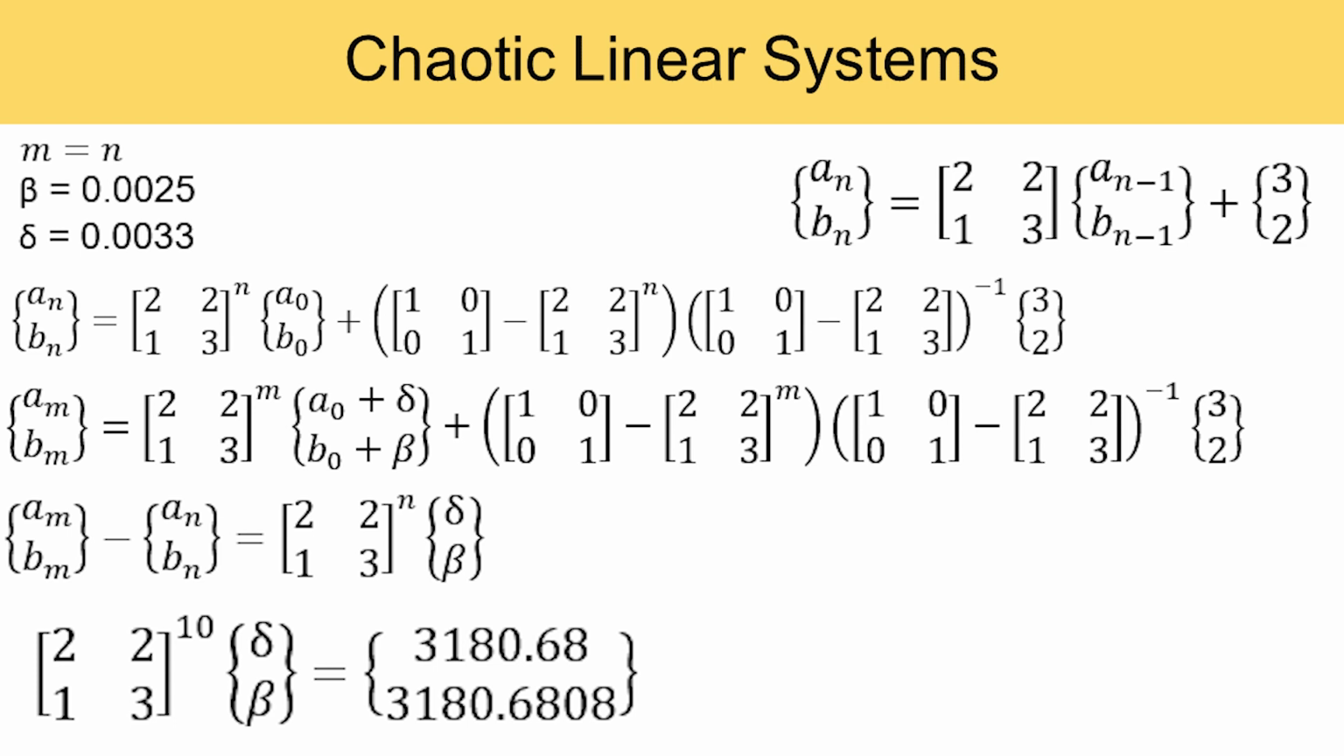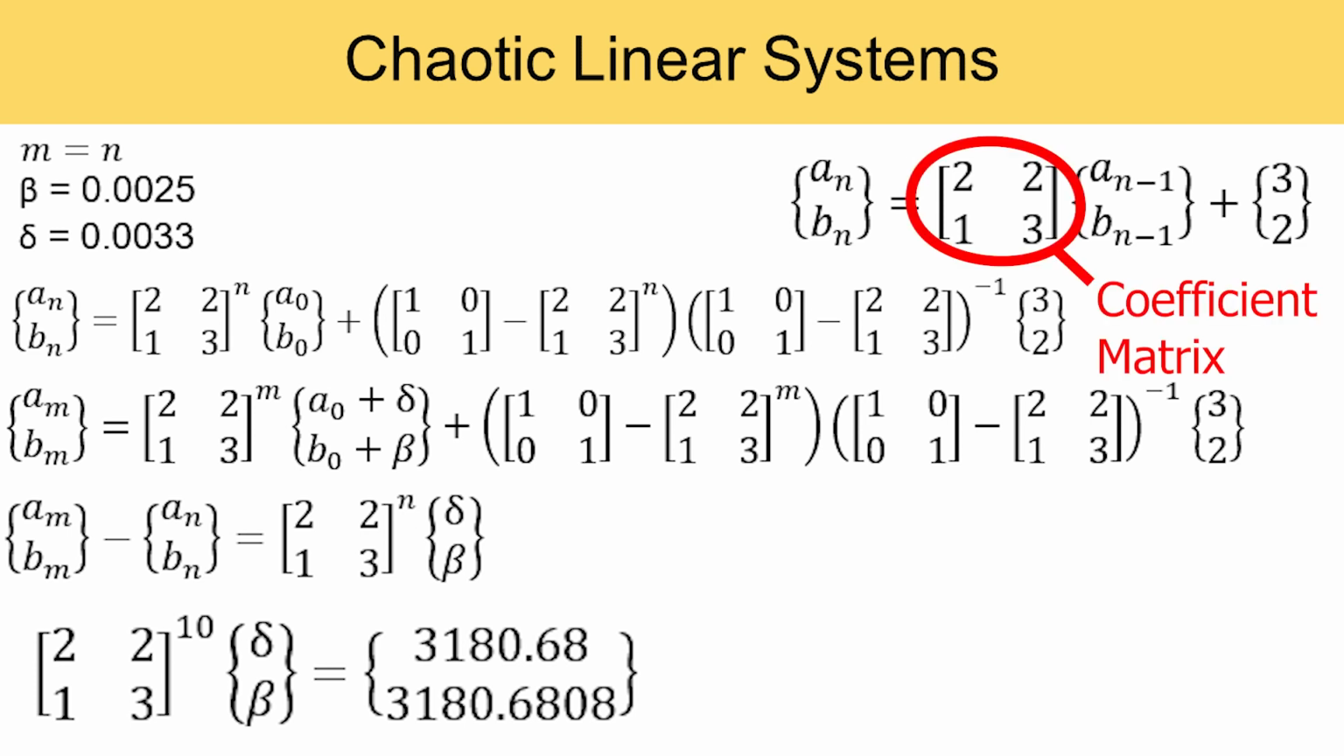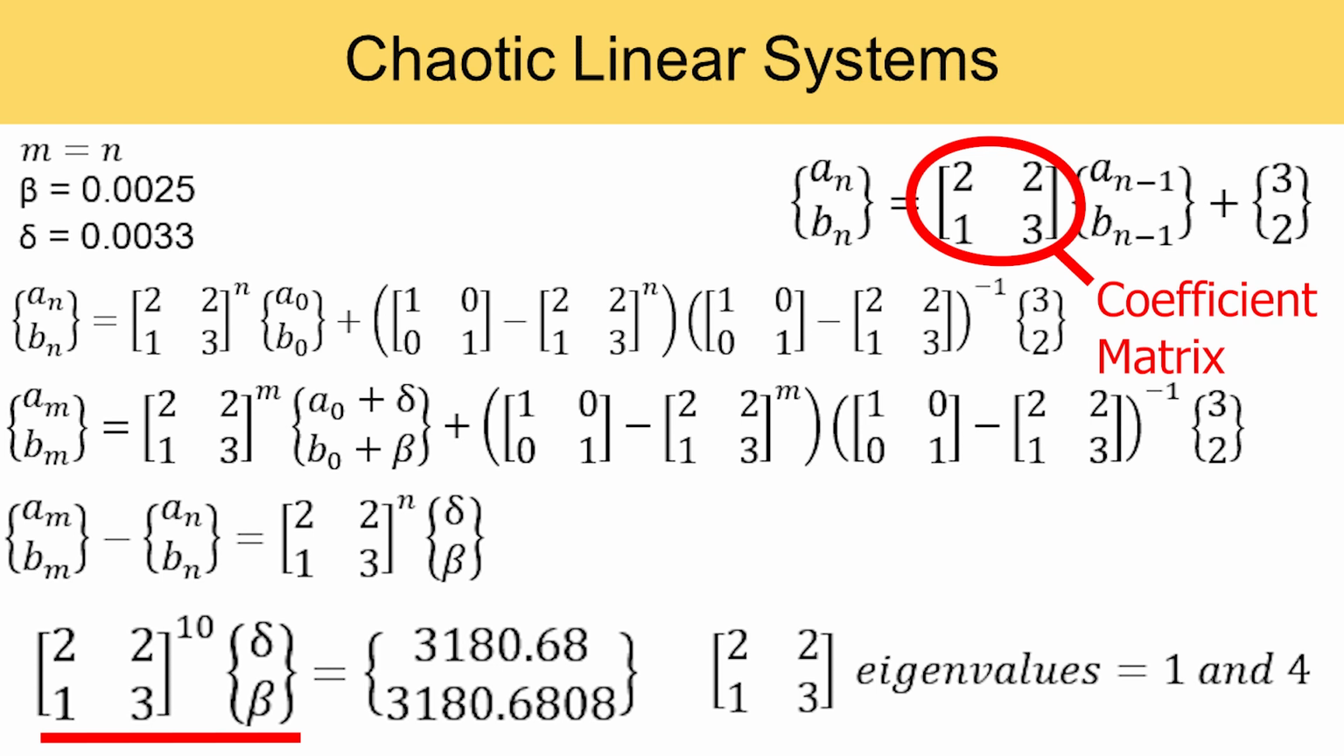For example, in just 10 iterations, changes of 25,000th and 33,000th have caused differences of over 3,000. This chaotic behavior is due to the coefficient matrix having one or more eigenvalues higher than 1. If the coefficient matrix's eigenvalues are 1 or less, the difference would be multiplied by an increasingly small coefficient.